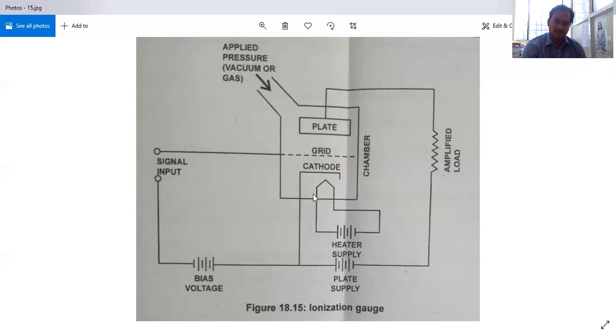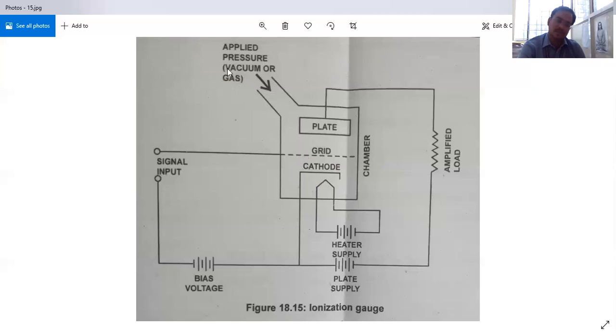And limitations: the filament burns out quickly. The filament that is used to create the electrons will burn out quickly, and the filament temperature should be controlled properly. It must be calibrated for different gases, such that for different gases, their ionization is known. Based on that, ionization energy is required for the supply.